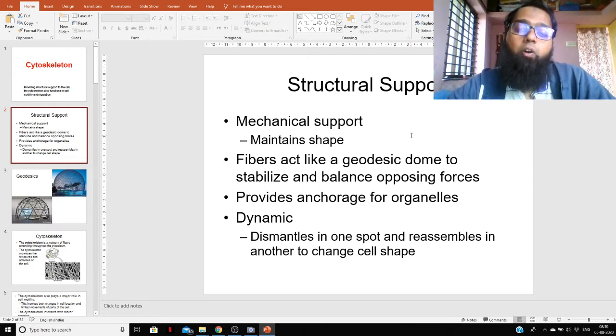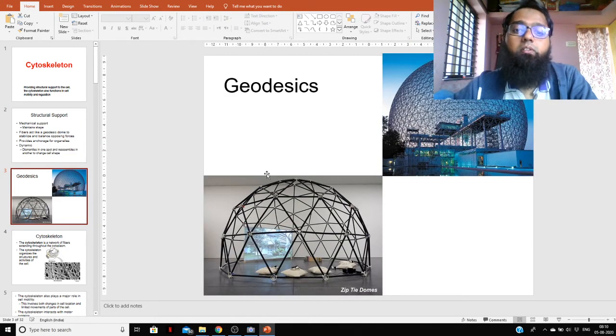Then the mechanical support is provided by the cytoskeleton. If the cell wants to stretch, bend, or elongate without undergoing any damage, that is made possible by the cytoskeleton. The cytoskeleton consists mainly of thin fibers made up of proteins, and these proteins act like a geodesic dome to stabilize and balance the opposing forces. Now, what is a geodesic dome? You can see it on the screen in this particular slide.